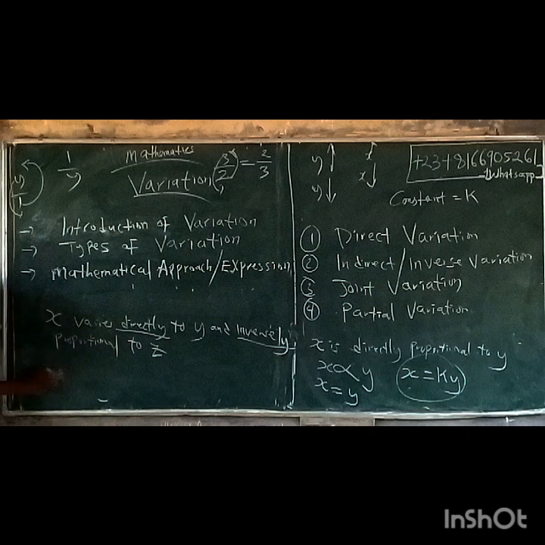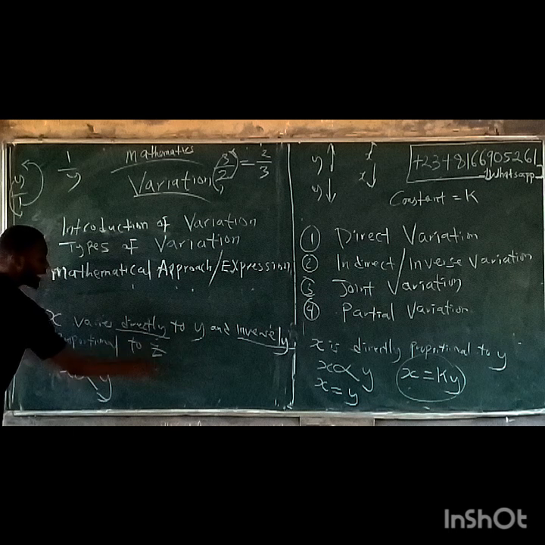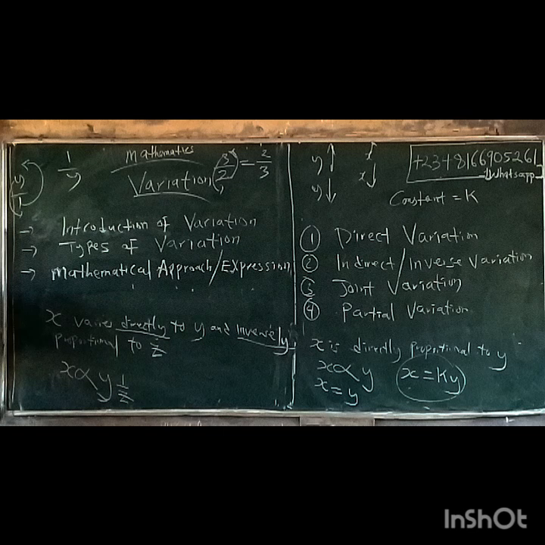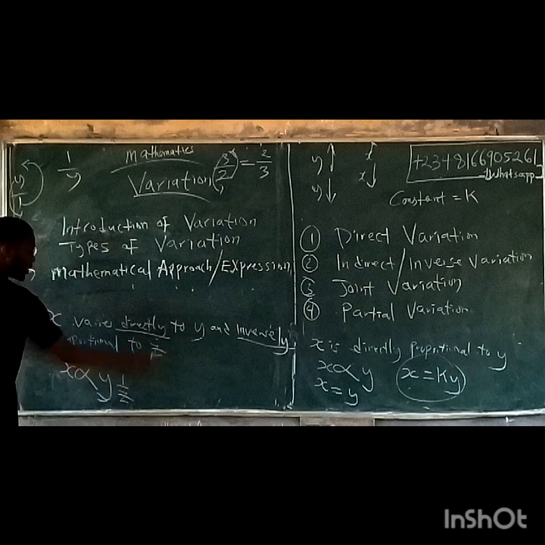So I can now say that x varies directly to y, and that same x also varies inversely, that is, inversely proportional to z. That means the inverse of z. What is the inverse of z? Which is 1 over z. Can you see that? X varies directly to y and inversely proportional to z. So that is the inverse of z, which is 1 over z.